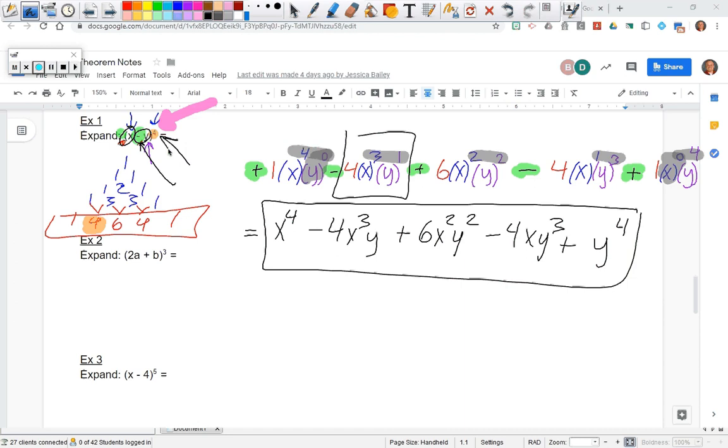Okay? Yes? So you said if the exponents would add up to 4, but like if it was to the power of 3, would they add up to 3? Yep. If it was to the power of 8, they would add up to 8.